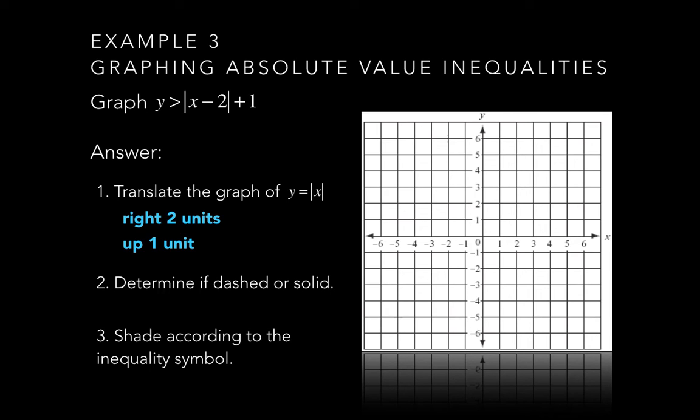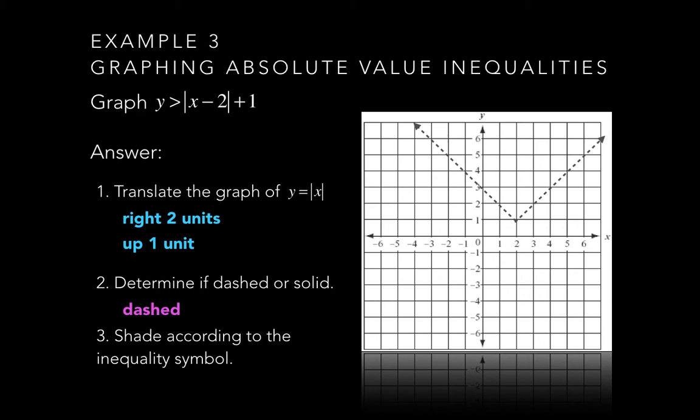This line is going to be, what is it going to be? Dashed or solid, guys? What do you think? It's going to be dashed because it's strictly y values greater than. And notice that I've moved my absolute value graph over to the right 2 units and up 1.